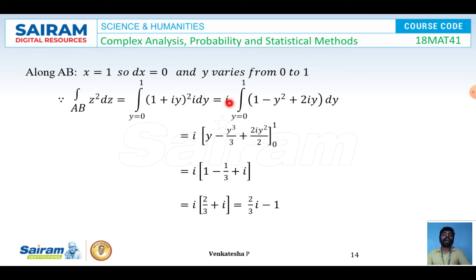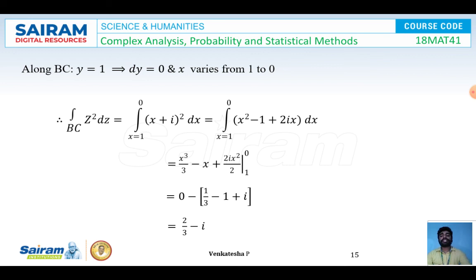So it will become i into the integral y from 0 to 1, (1 minus y square plus 2iy). After expanding this, because i square is minus 1, I got this equation. Now after integration, we get i into (y minus y cube by 3 plus 2i y square by 2) with the limit 0 to 1. Applying the upper limit, I'll be getting i into (1 minus 1 by 3 plus i). For the lower limit, it is 0. By simplifying this, we got i into (2 by 3 plus i). It will become 2 by 3 i minus 1.